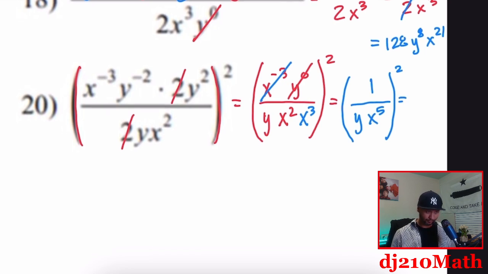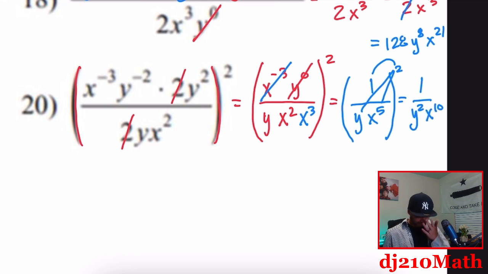Okay. The square is going to apply to the 1. It's going to apply to the y. It's going to apply to the x. So 1 squared is 1. Well, 1 to any power is 1. Y squared. And then x to the 10, because 2 times 5. I think that's it.